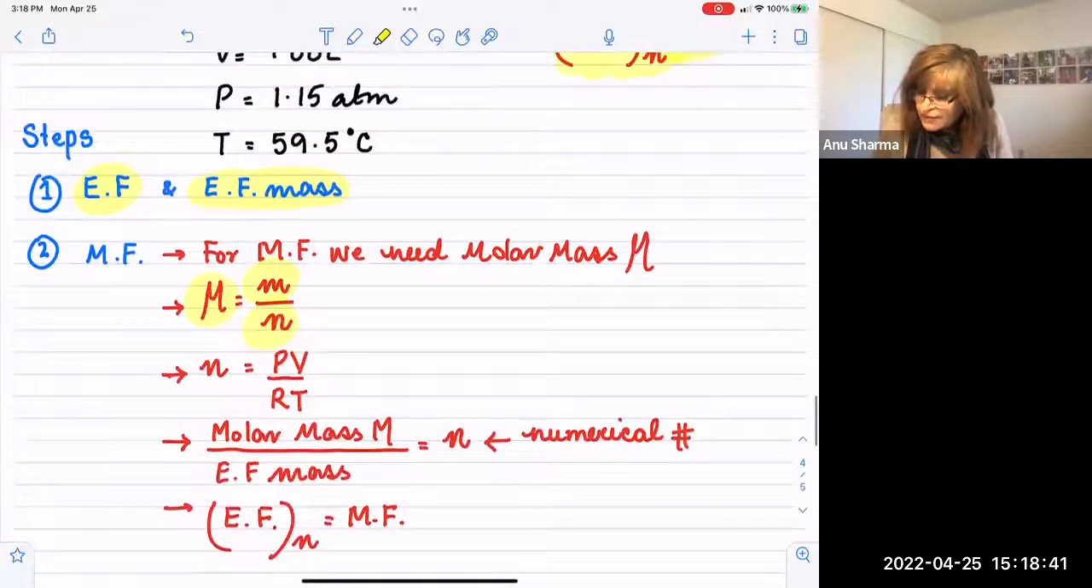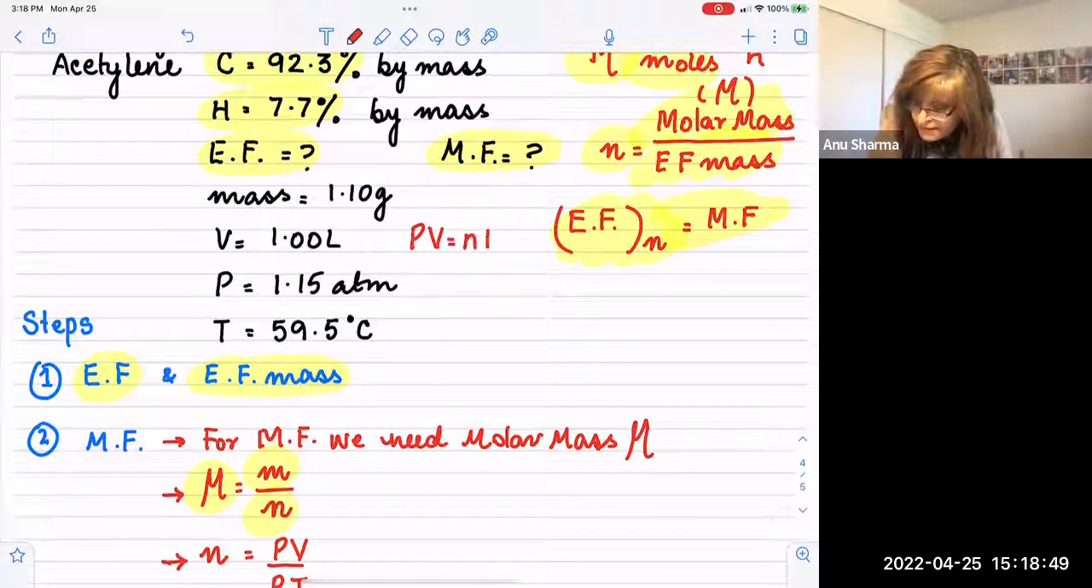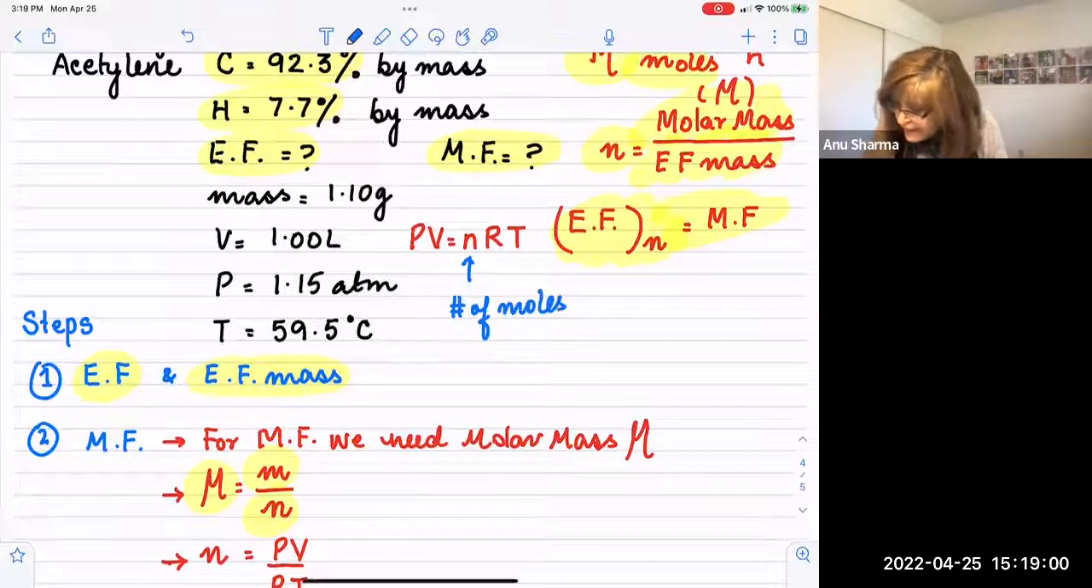Now, how do we find the number of moles? The number of moles comes from the use of the ideal gas law. PV is equal to nRT. So this n is the number of moles. Keep that in mind. And the other N is just a numerical number.